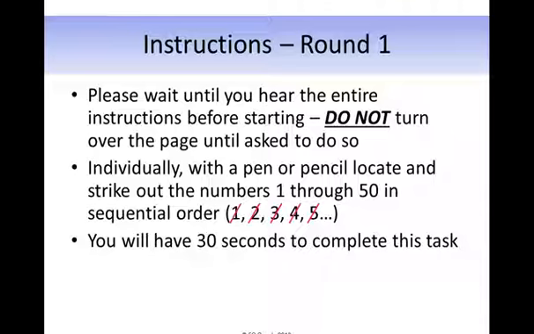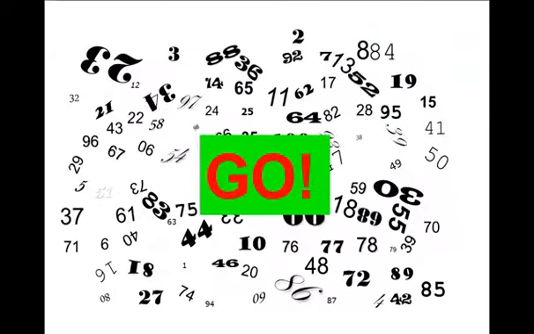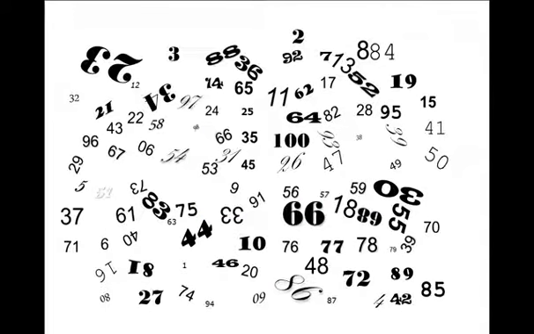The way that we do this is you hand out the papers, and on one side it says do not turn over until told to do so, and you hand them all out. The instructions are just to ask everyone to strike out the numbers 1 through 50 in order. So they have to search for number 1 and line it out, search for number 2, line it out, etc. They have 30 seconds to complete the task. It'll look something like this. Ready, go.